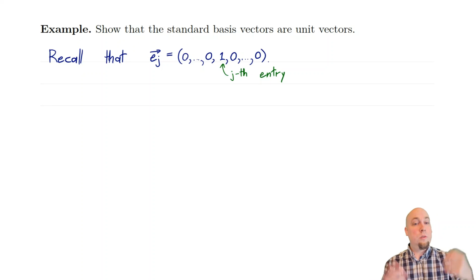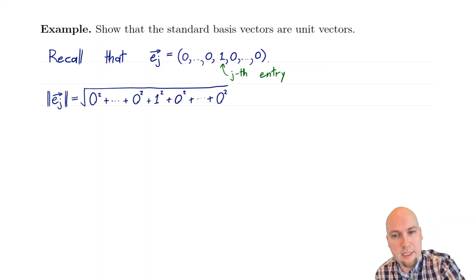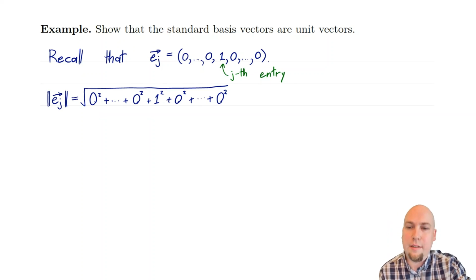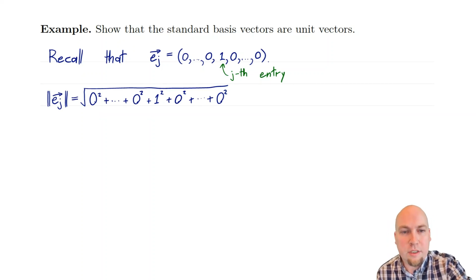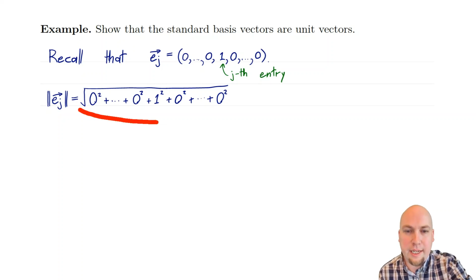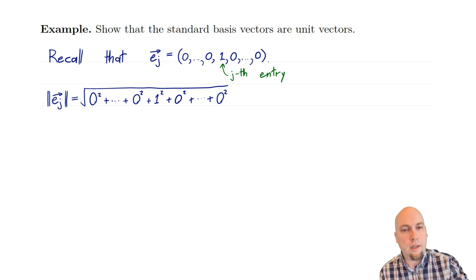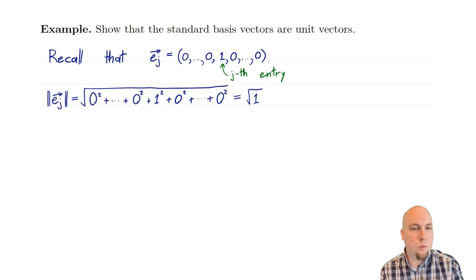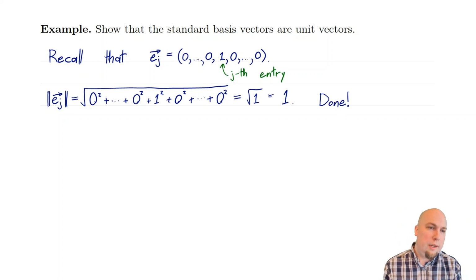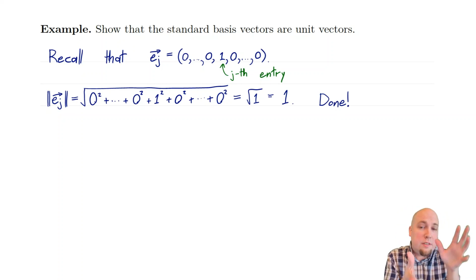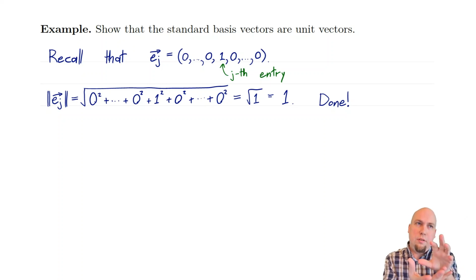All right, so let's show that each of these guys are unit vectors. Just compute the lengths and show that the lengths are 1. That's all that it's asking. So the length of e_j, well, let's take the entries, square them, add them up, and square root at the end of the day. So you get a bunch of 0 squared added together, and then in the jth spot, you get a 1 squared. So of course, this is just the square root of 1, which is just 1. So yeah, that vector has length 1, and that's all there is to it. So each of these vectors lives on the unit circle or sphere or hypersphere in higher dimensions.